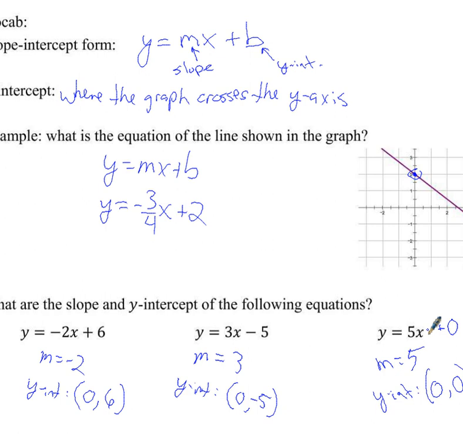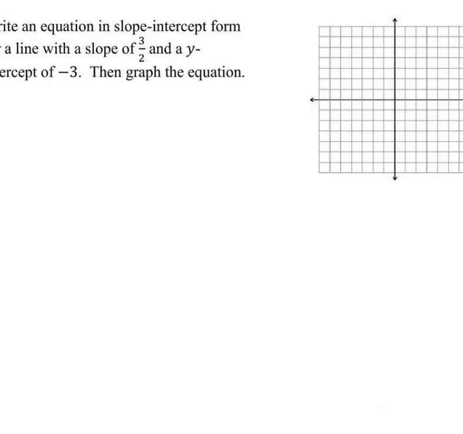What we're going to do next is where slope-intercept really shines. If I give you a slope and I give you a y-intercept, you have all the information you need to not only write the equation, but also graph the line. There's no need anymore to write a table down. So if I give you a problem like this, write an equation in slope-intercept form for a line with a slope of 3/2 and a y-intercept of negative 3. We can do that immediately because all we need to write an equation is the slope and the y-intercept.